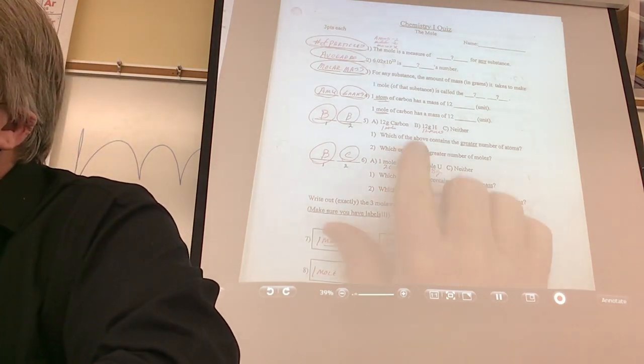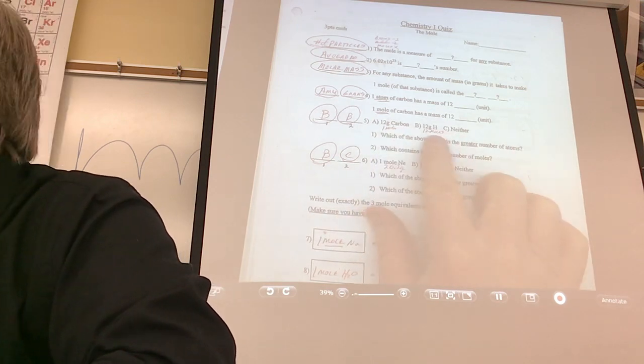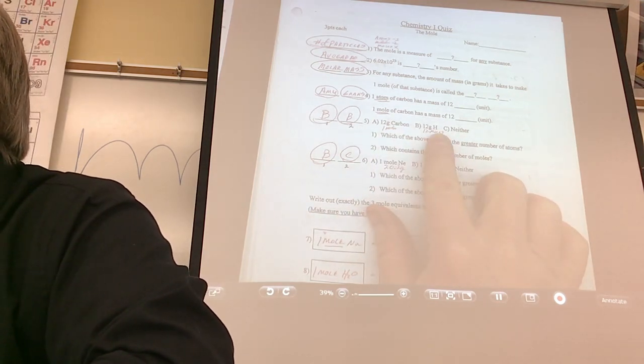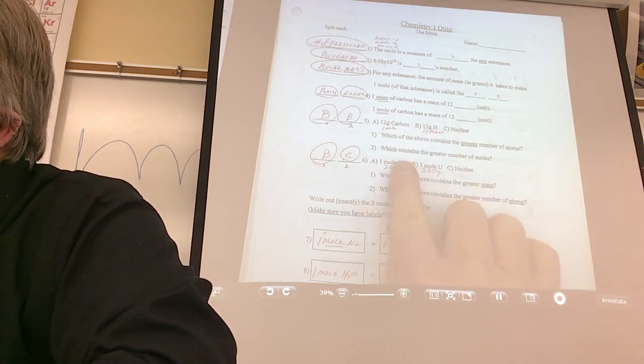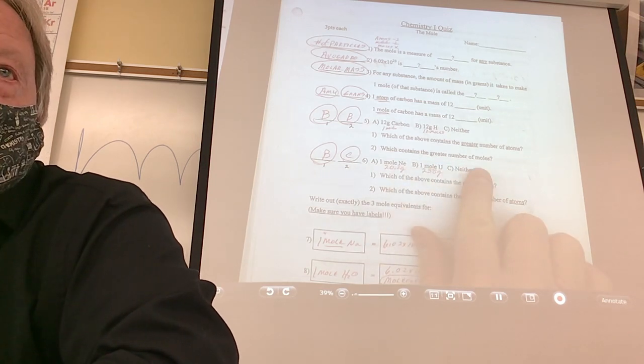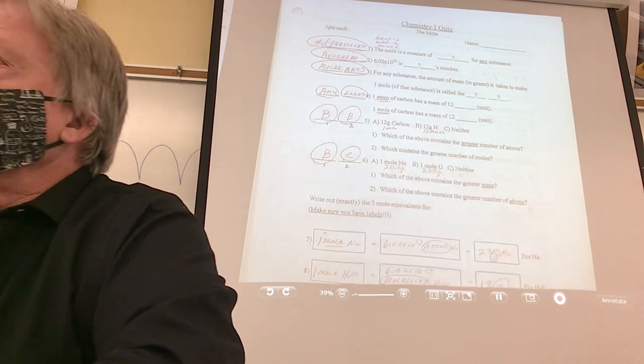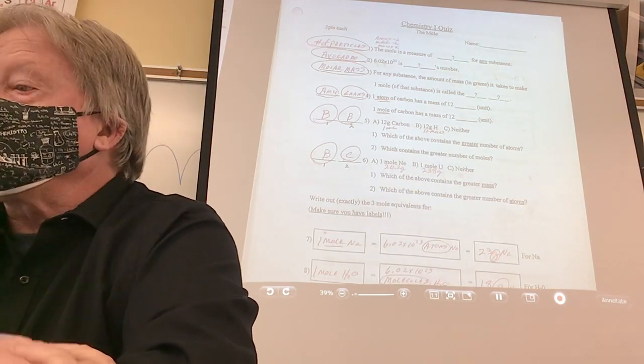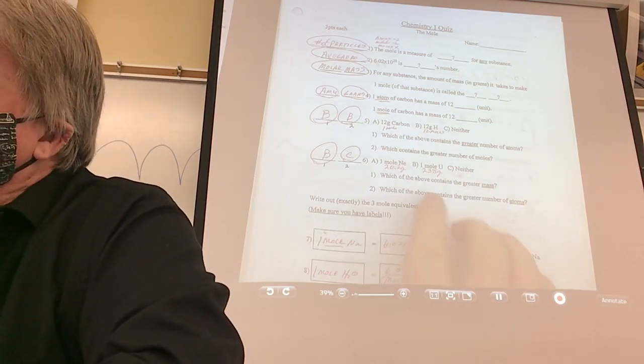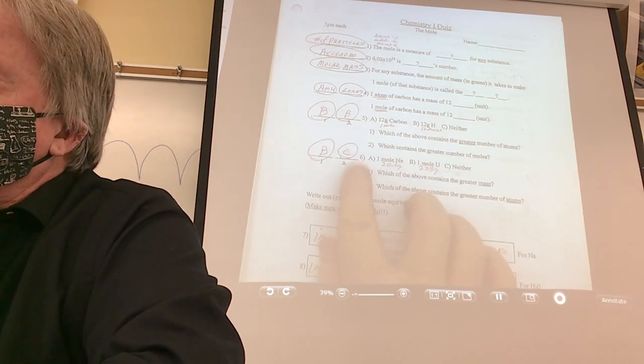So which one has more particles? 1 mole or 12 moles? 12 moles. And look at the next one. Which one contains a greater number of moles? See? 1 mole or 12 moles? Yes? Okay. Next one. The next most frequent question, miss, this one.